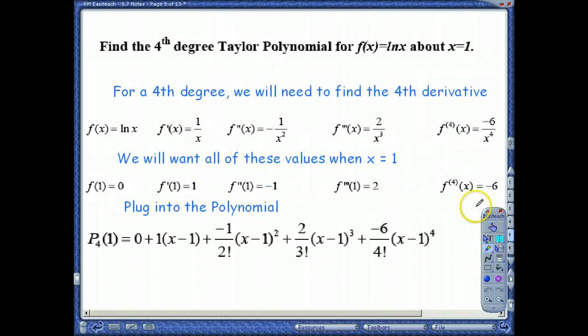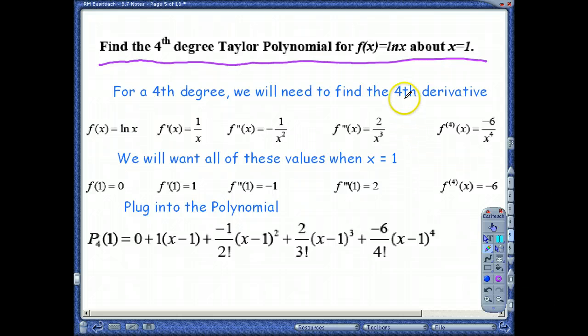All right, so here's the problem that they give us. I've got it all typed out for us so that we can just kind of talk through it. Now, they want us to find the 4th degree Taylor polynomial for f of x equals natural log of x about x equals 1. So that is our c value right there. So c is 1. Well, to find a 4th degree, we'll need the 4th derivative.